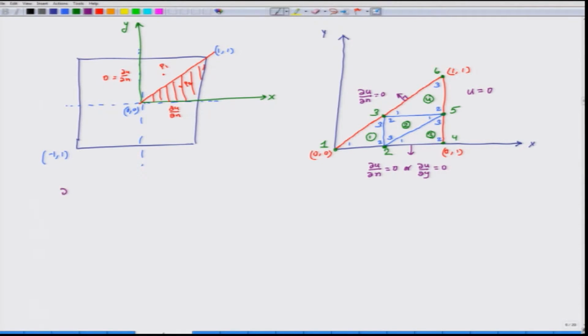What is del u over del n? We had written it: del u over del x times nx plus del u over del y times ny. This is equal to qn, and in our case it happens to be del u over del n. So, del u over del n is 0 in this case.